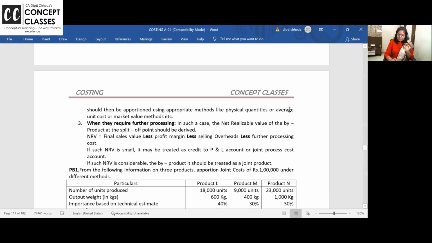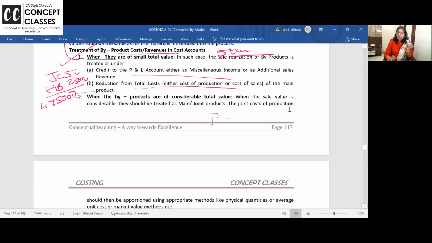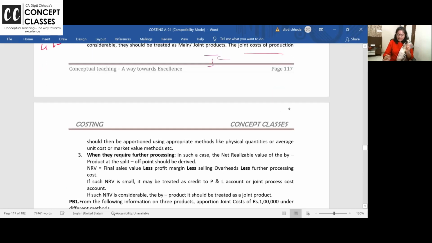And sometimes the byproduct is of good value. The byproduct can also be quite valuable. In gold and diamond units, the scrap, whatever little you get, the gold dust and all that, is very valuable. Then you can treat it as part of the joint cost and go on. And sometimes when byproducts require further processing, they are processed again and made into a neat product and then sold. Then you can take it according to the NRV.